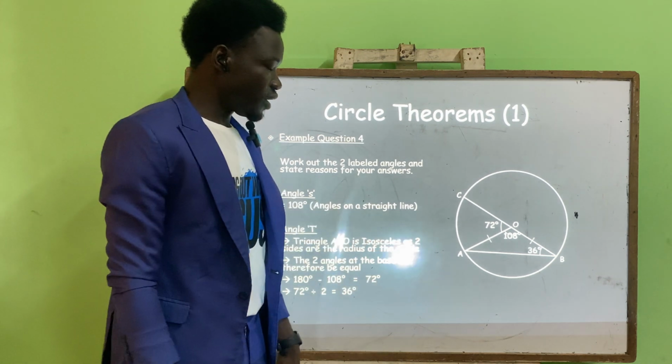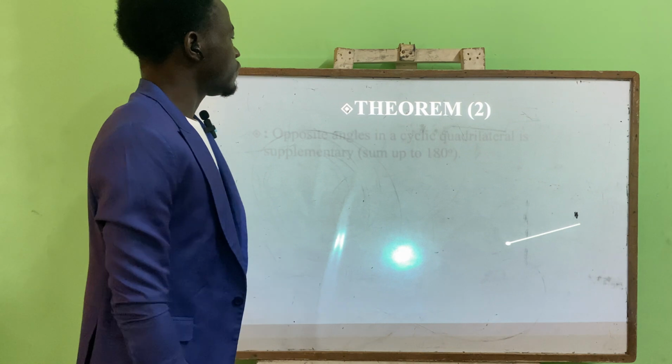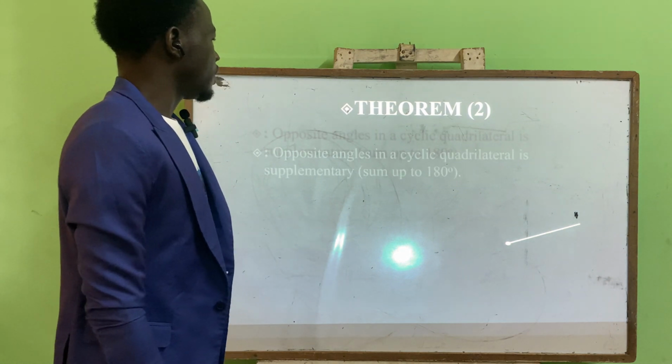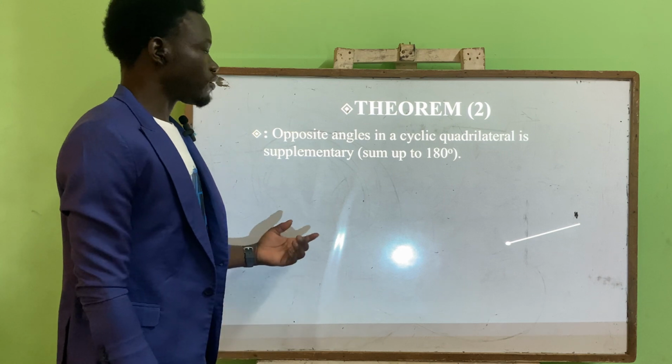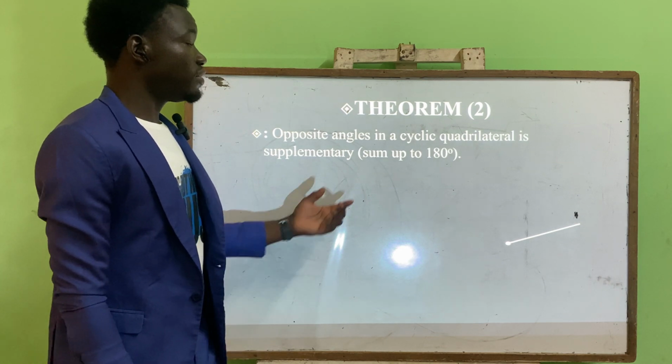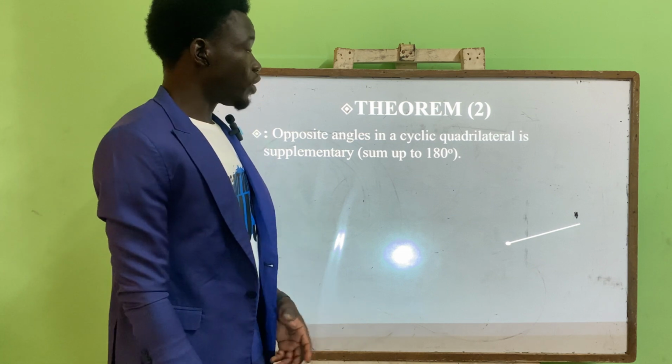So here is 36. Now we want to look at the next theorem. The next theorem states that opposite angles in a cyclic quadrilateral are supplementary. Supplementary means they sum up to 180 degrees.